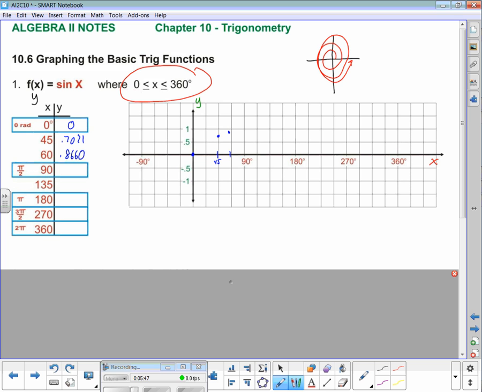All right, punch in 90. Hit your sine button and then 90. And the calculator says the value is 1. All right, so at 90, we are up to 1.